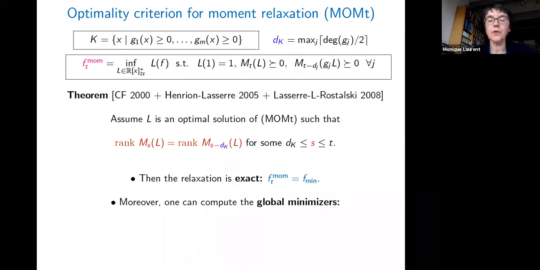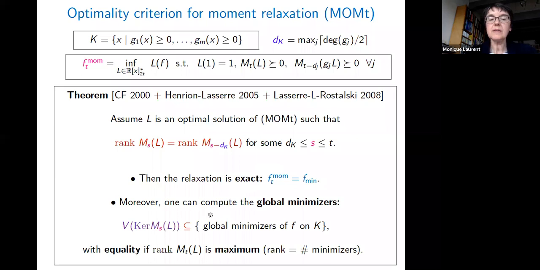A second application of the flatness condition is that we can also find the global minimizers of the problem. And to do this, we look at the kernel of the moment matrix. So we look at all the polynomials which lie in the kernel. This forms a set of polynomials. And then we look at the variety, the set of all their common roots.